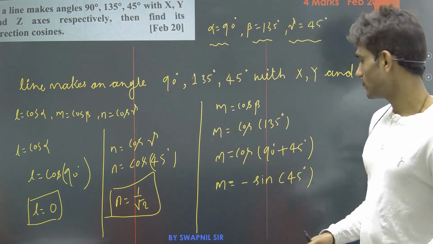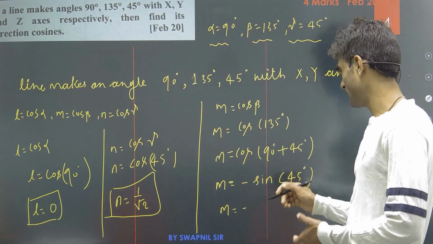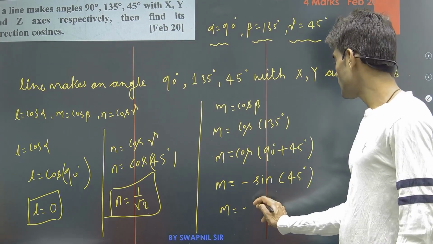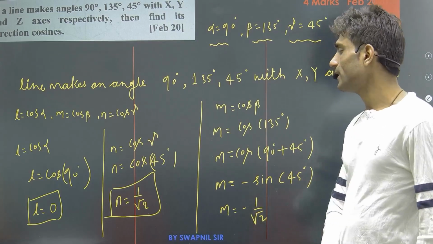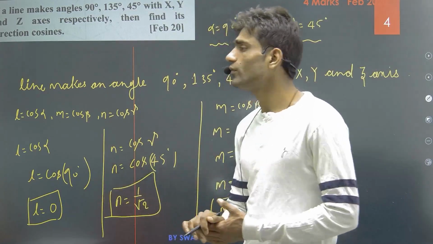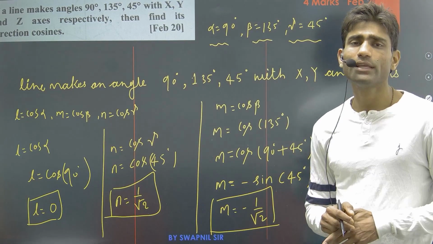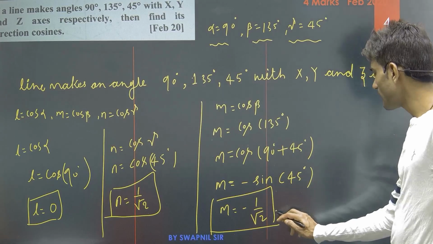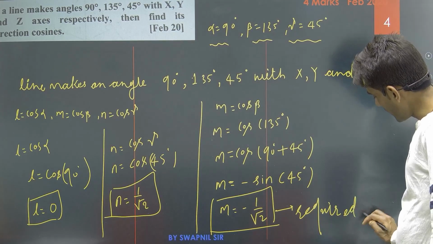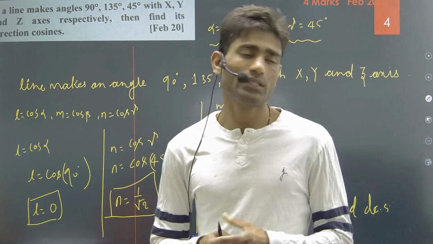And we know that minus sine 45 degree means keep that negative sign as it is, and sine 45 gives us the value 1 by root 2. So minus of 1 by root 2 we can write here. So I got the value for m, I got the value for n, and I got the value for l, which are the required direction cosines for our given three different angles.